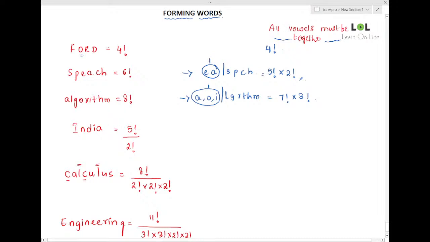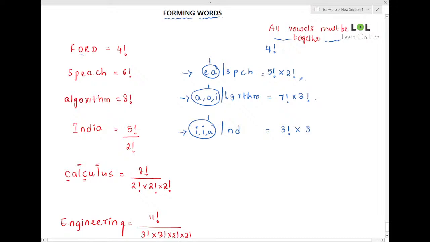Now, let us see India. What happens here whenever there is India? What do we do? We'll take I, A. These are vowels; we'll consider them as one unit. Apart from them, consonants N and D. Now check out. How many units totally? 2 consonants and 1 unit of vowels means that is 3 factorial, into. Still we need to arrange vowels.